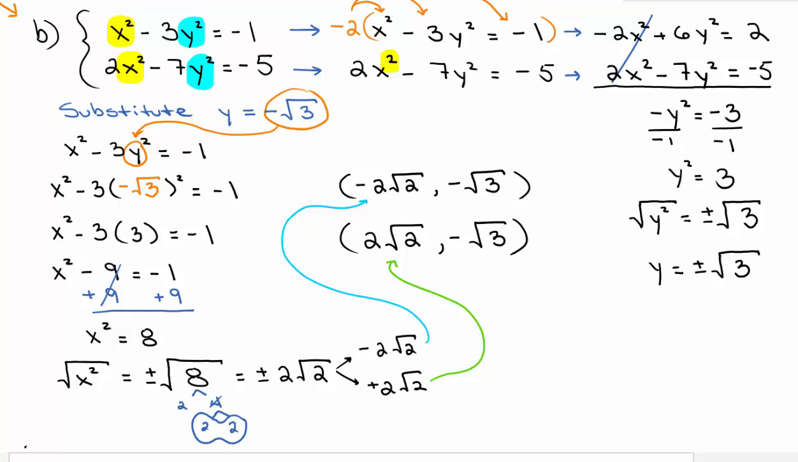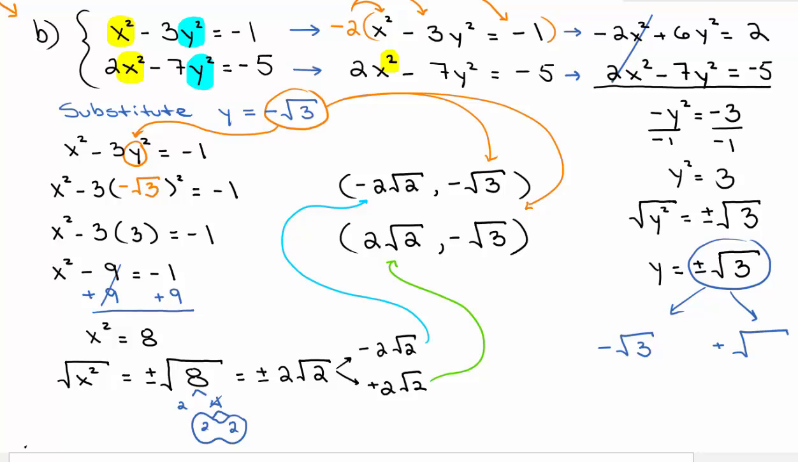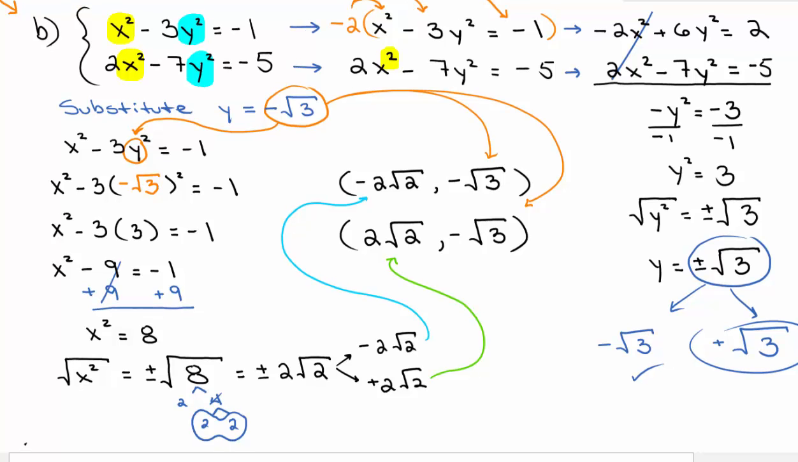And remember that we substituted y equal to negative square root of 3, so that's how we got that y value for those two ordered pairs. So we're not done with this problem, even though we did a lot of work here. Remember that y was originally equal to negative square root of 3 here, and also positive square root of 3. I've only substituted the negative square root of 3. I still need to substitute positive square root of 3. So we still have a little bit more work to do.